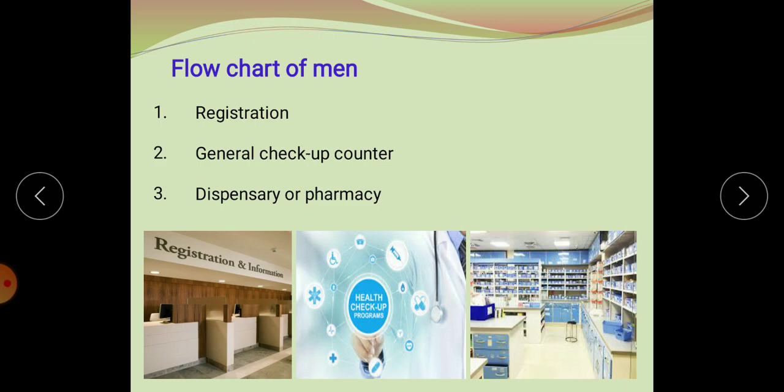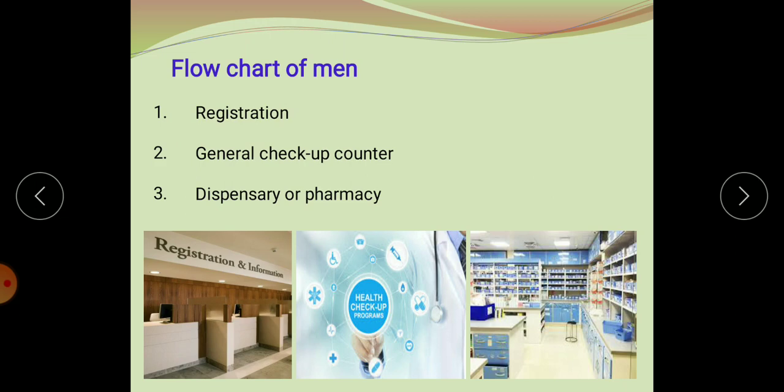First one is the registration. The users of the hospital pharmacy, who are mostly the patients or the patient parties visiting the hospital, generally pass through these three stages. They avail the services from the hospital pharmacy, but they go through these three stages. First of all is the registration.